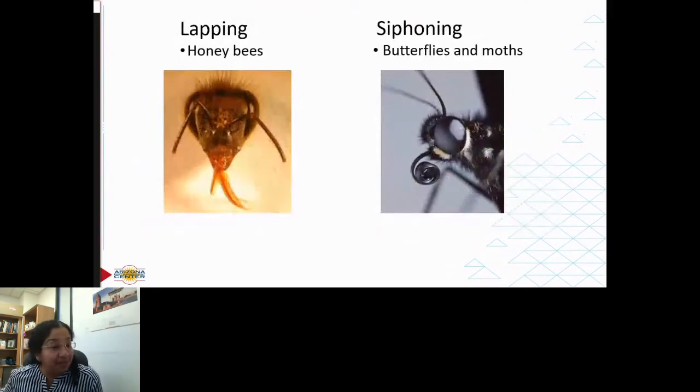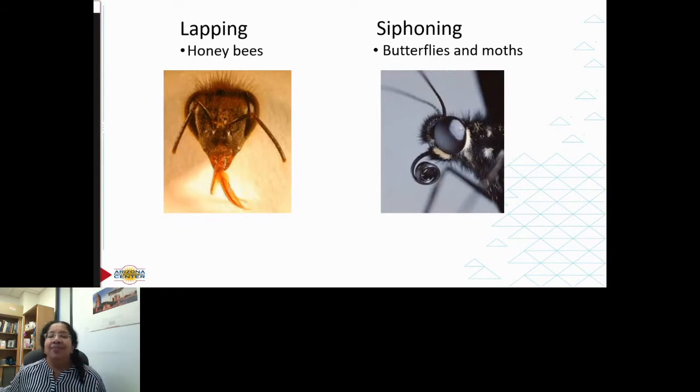And here are a couple of other modifications too. They're very interesting. The lapping type, which is found in honeybees, and the siphoning type, which is found in butterflies and moths. And these are not problematic at all in terms of damage to humans, but the other two, chewing and biting, and the piercing and sucking, those account for the majority of damage to our interests.